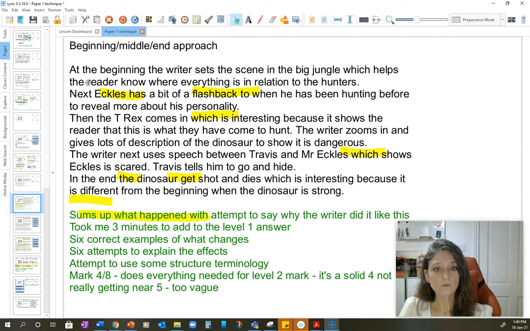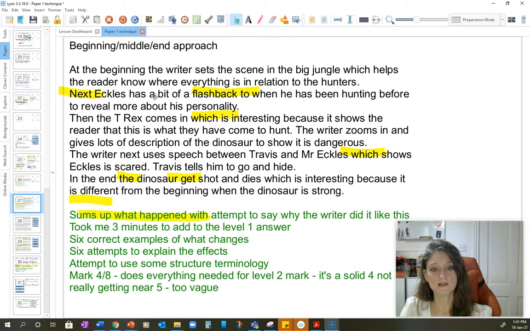At the beginning, the writer sets the scene in the big jungle. So that's almost identical to the simple answer. I've added a bit more on, which helps the reader know where everything is in relation to the hunters. So I've made an attempt to explain why the writer's done that. It shows that I've got some understanding of how structure works.